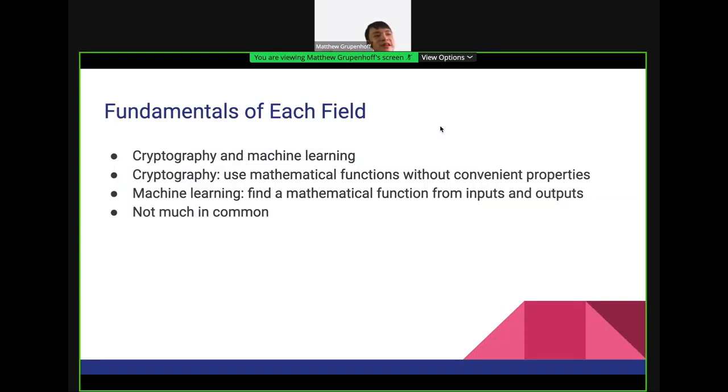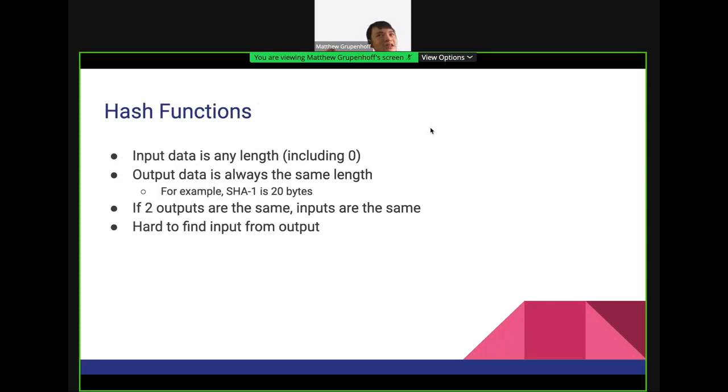And these are really distinct because cryptography uses functions that don't have super convenient properties in order to make them hard to break later. On the other hand, machine learning is all about finding these properties through a computer. So these are really far apart, but they're not necessarily exclusive. So what are hash functions?